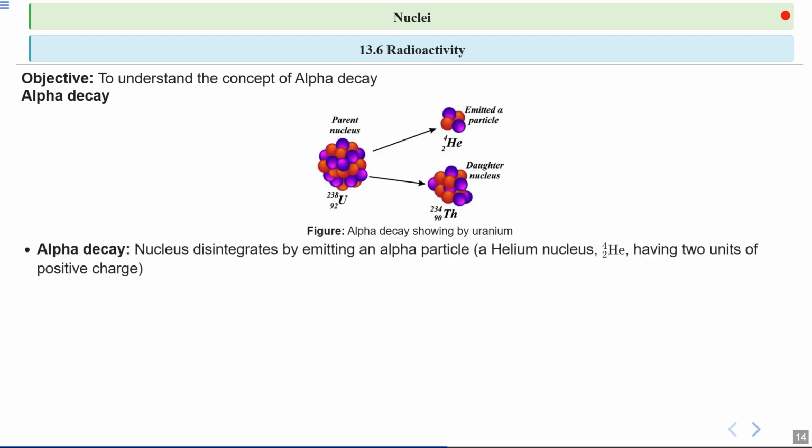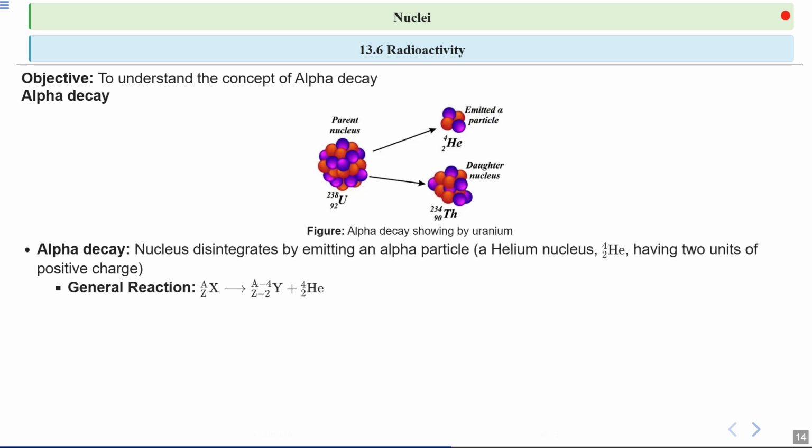Alpha decay is when a nucleus breaks apart by emitting an alpha particle. An alpha particle is actually a helium nucleus, which means it has two protons and two neutrons, giving it a charge of +2. This emission changes the original nucleus into a different element.